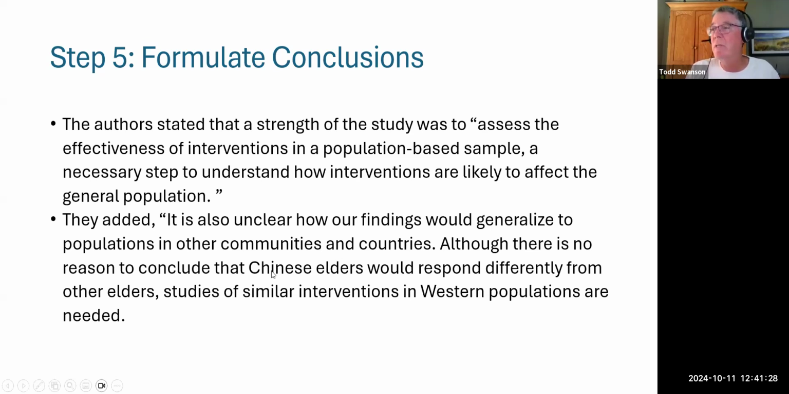They also added, it's also unclear how our finding would generalize to other populations and communities, although there's no reason to conclude that Chinese elders would respond differently to other elders if similar interventions were done in Western populations. But additional work is needed to show that. So this is exactly the stuff I would be talking about in my class. It's like, people like those that were in the study, but it might go further than that.